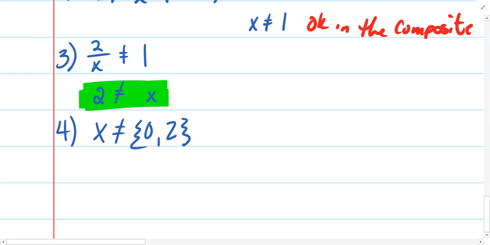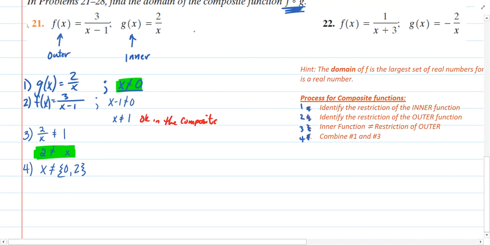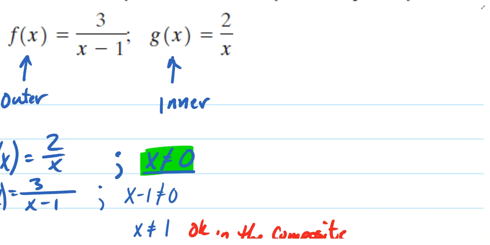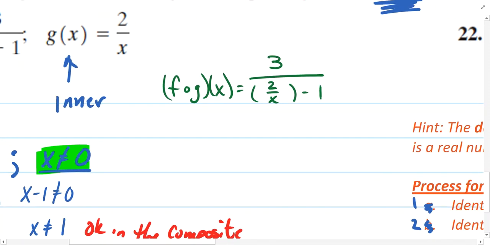Now, it would be helpful to know what that composite function would look like, so let's just double check that real quick. If I did compose f with g in that order, what we would end up with is 3 divided by something minus 1. So my outer function is 3 divided by something minus 1. The something happens to be 2 over x. And we could probably use some algebra to simplify this, but I don't think it's really necessary here.